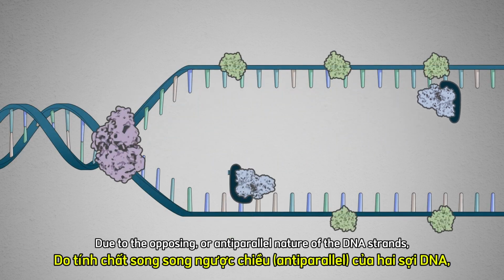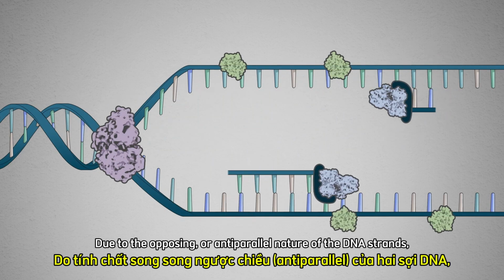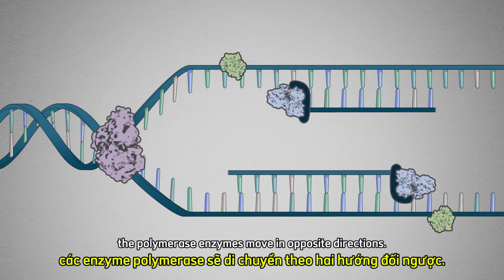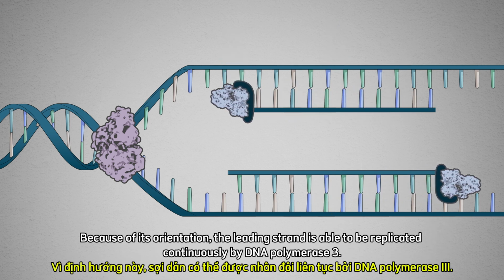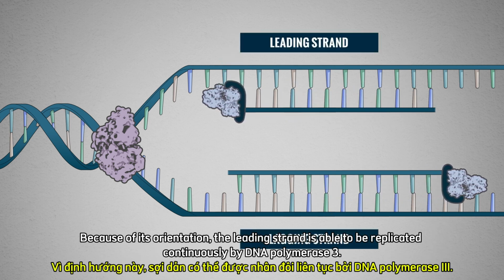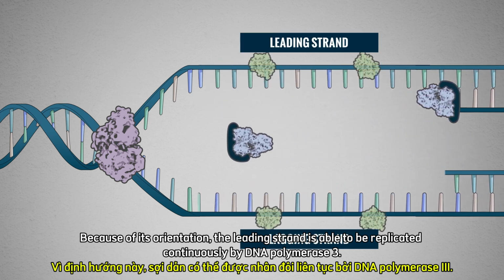Due to the opposing or anti-parallel nature of the DNA strands, the polymerase enzymes move in opposite directions. Because of its orientation, the leading strand is able to be replicated continuously by DNA polymerase 3.